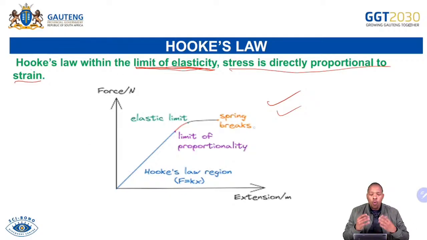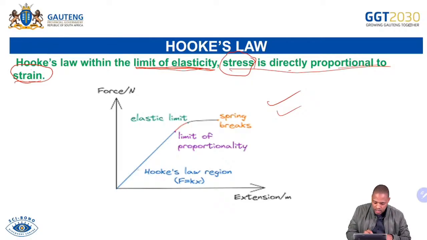Okay? So that relationship can be represented as a graph, a Hooke's law graph, where it shows that each object will have its elastic limit. And before this elastic limit, sorry, not during but before, the stress experienced by the object will be directly proportional to the strain experienced by the object. So within the limit of elasticity, the stress is directly proportional to the strain. Here is within the limit of elasticity, okay?